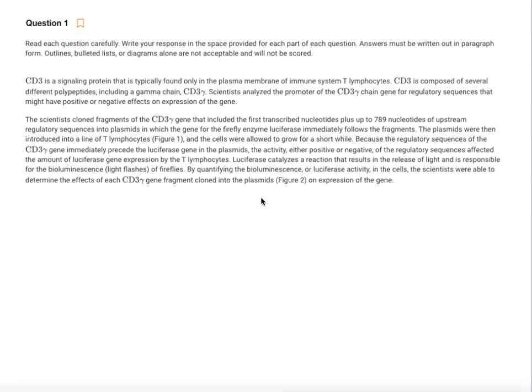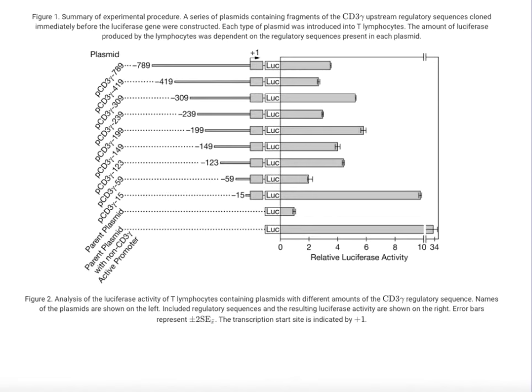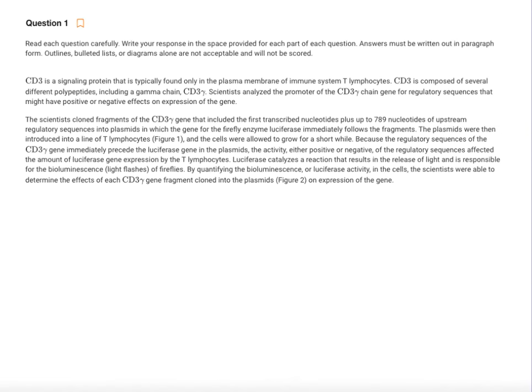So let's dive in and take a look at question one. I actually had to split it over three pages because there's an awful lot. Let's take a look at the context here. CD3 is a signaling protein that is typically found only in the plasma membrane of immune system T lymphocytes, so T cells, basically. CD3 is composed of several different polypeptides, including a gamma chain, CD3-gamma. Scientists analyzed the promoter of the CD3-gamma chain gene for regulatory sequences that might have a positive or negative effect on the expression of the gene.